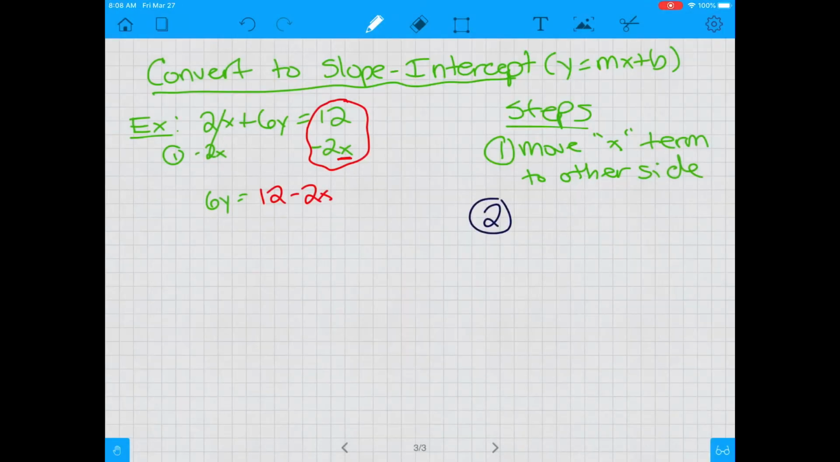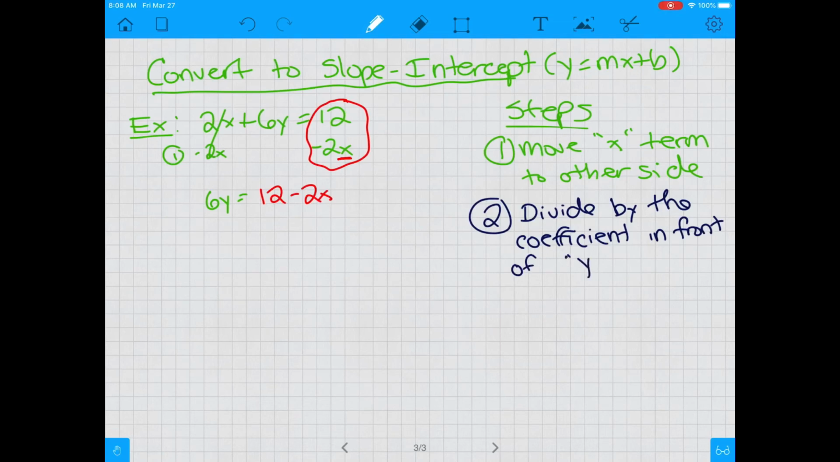Step two, divide by the coefficient, vocab, in front of y. So in this case, remember, coefficient is just the number that is in front of your variable. So here for my step two, I'm going to divide by 6. And I'm going to divide everything by 6. That's the key, right? So when I do that, obviously I'm just left with y.